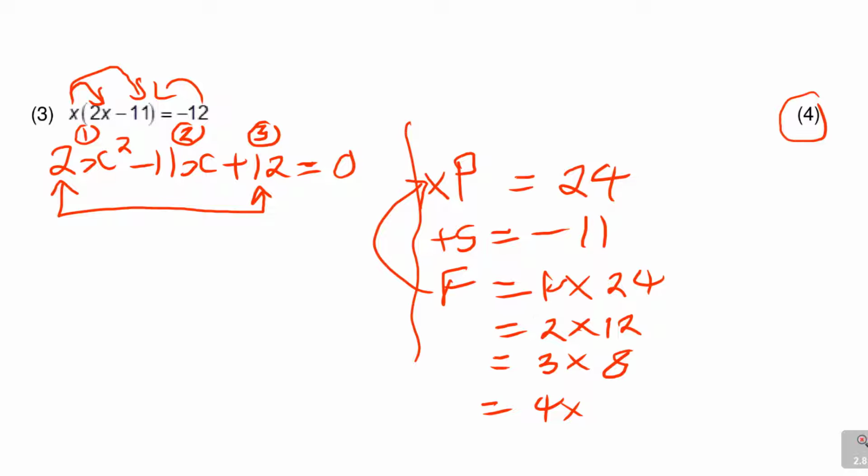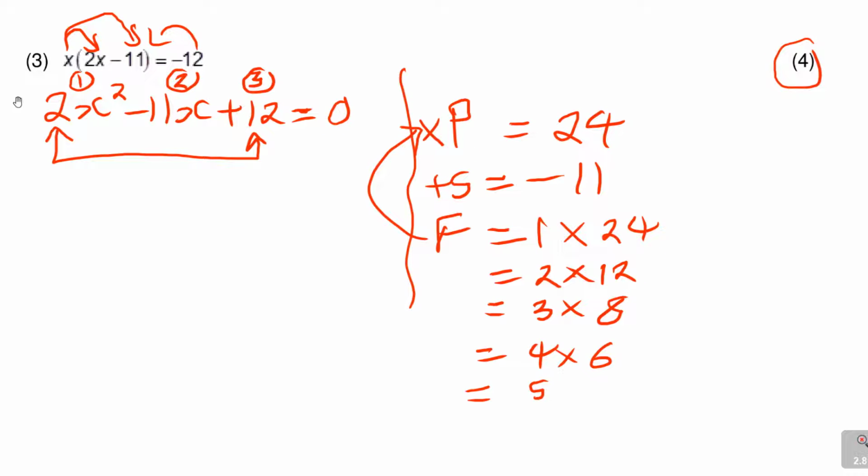You start with 1. Next is 2. Next is 3. Until you go to the end. Next is what? Next is 4. 4 times 6. Next is 5. 5 into 24. No. 5 is not a factor of 24. So we can ignore 5. What about 6? Yes. 6 times 4.